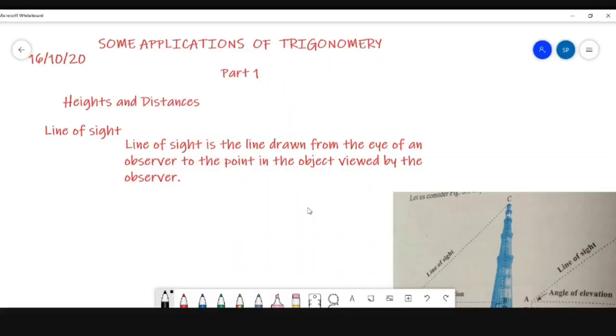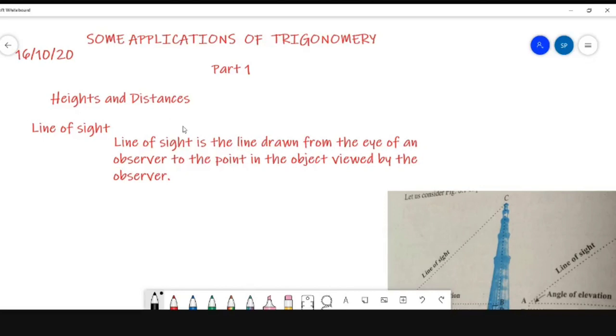Good morning, children. Let us move on to the next chapter, that is some applications of trigonometry. Here our topic is application of trigonometry in height and distance, that is to find the heights and distances.